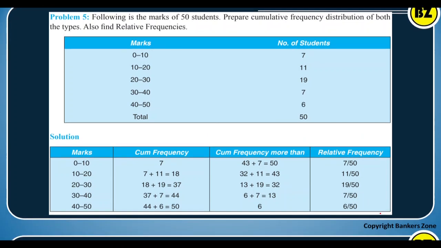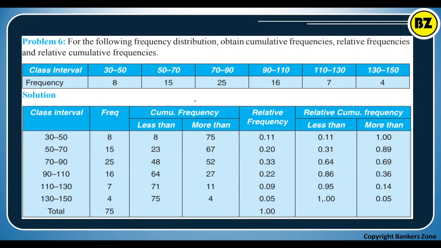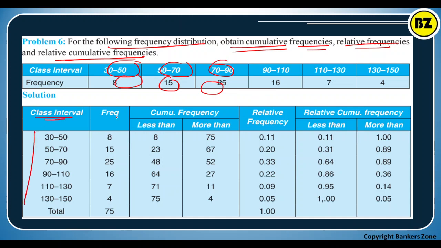Okay, now see the next problem. For the following frequency distribution, obtain cumulative frequency, relative frequency and relative cumulative frequency. So we have to calculate all the frequencies, basically very easy. See, the interval is given, and the corresponding frequencies are also given. So I have written the class interval vertically and the frequency in the corresponding table. Now we have to find cumulative frequency, less than and more than, very easy.